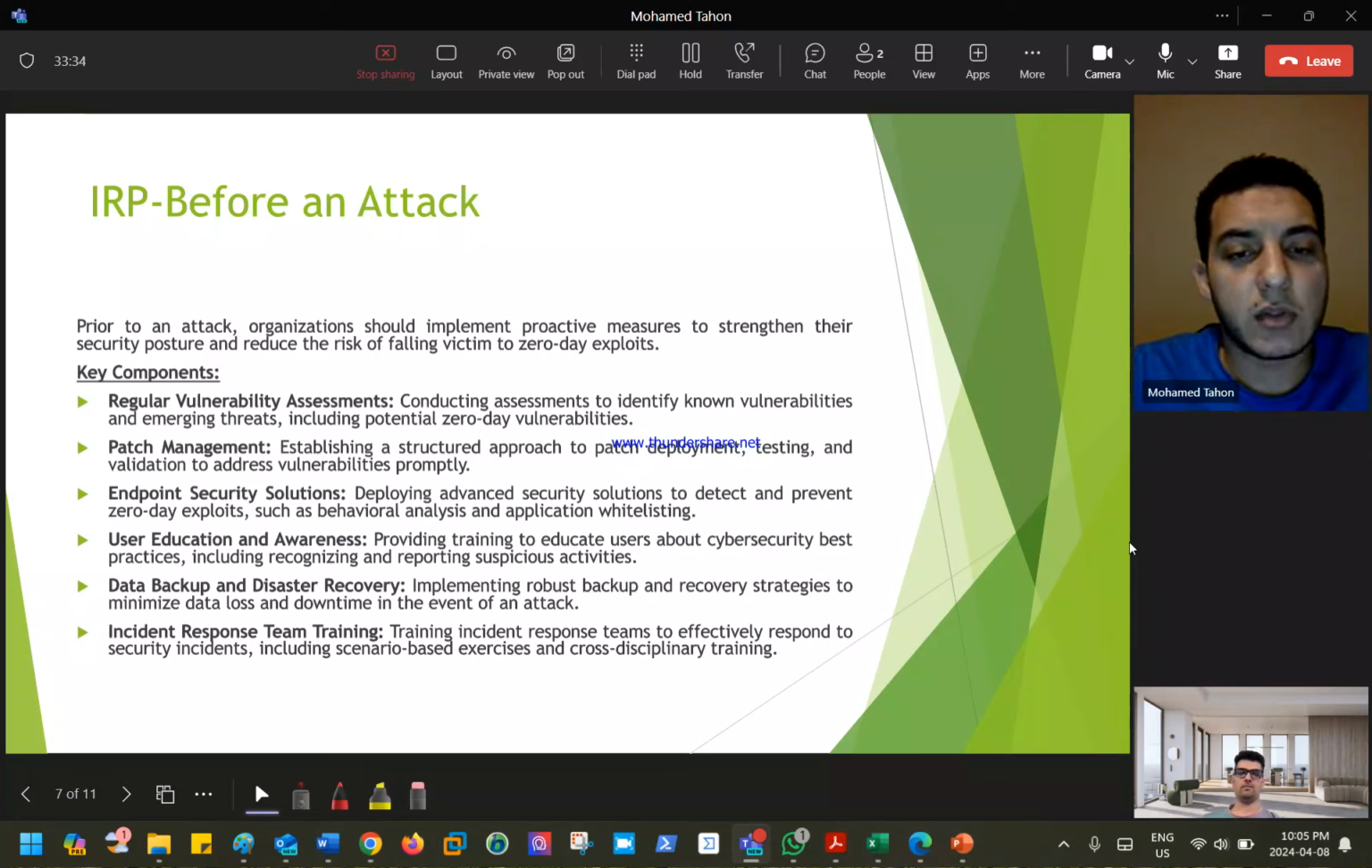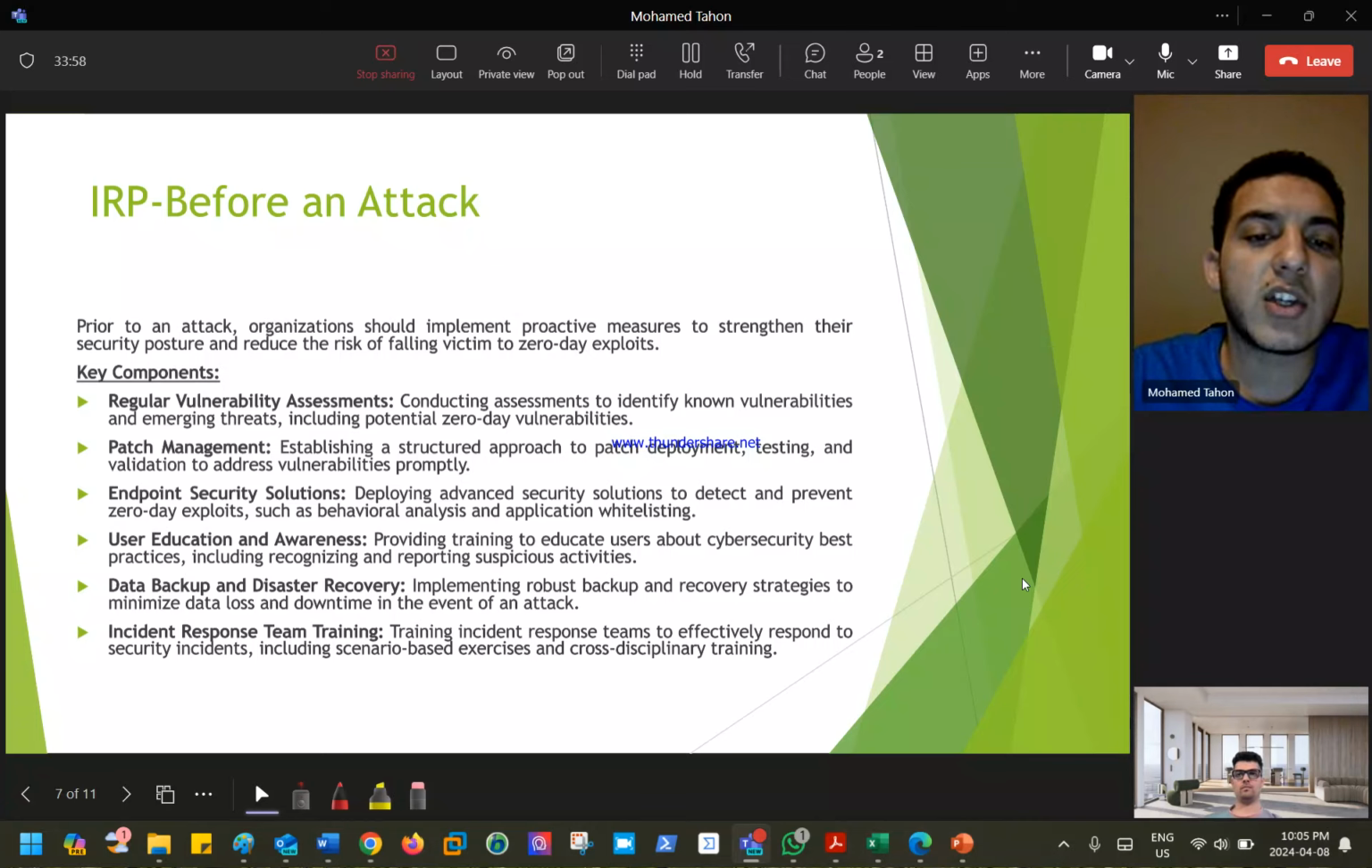Endpoint security solutions. Deploying advanced endpoint security solutions is essential. These solutions come equipped with features like behavioral analysis and application whitelisting, which help detect and prevent zero-day exploits by analyzing patterns of behavior and restricting unauthorized applications.